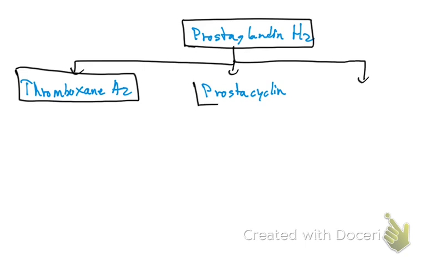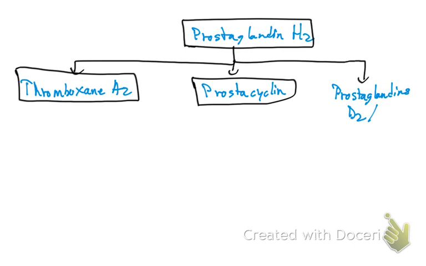Okay, and then we have one more to see here. Do you remember the third one that has two? Yeah, it's called prostaglandins D2 and E2. Got it? Now all of those have something to do: one is prothrombotic, the other is antithrombotic, and the other is edema formation. But let's see what thromboxane A2 does.